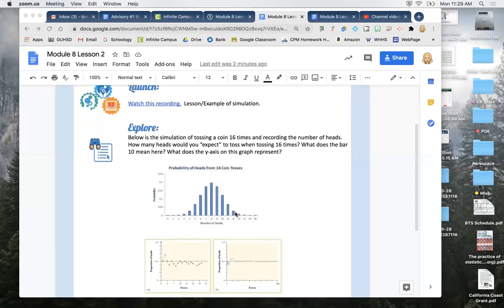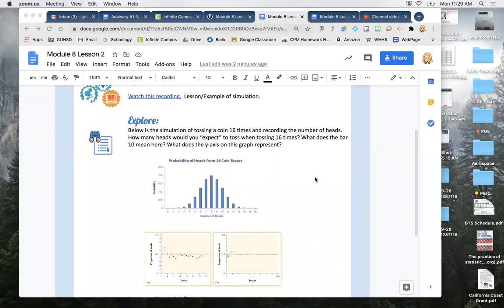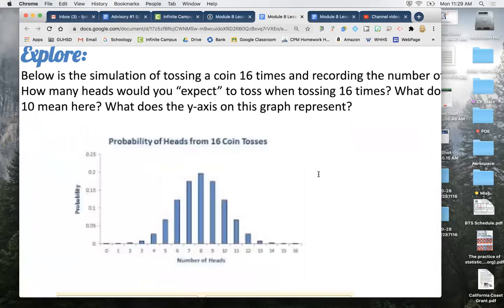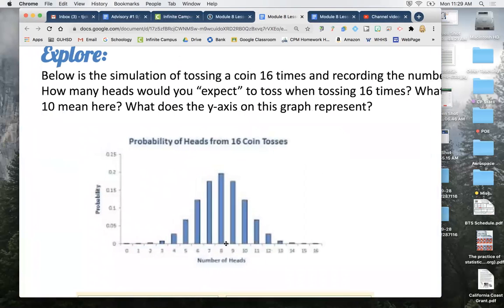So in this one, if you look at the bar graph, I'm going to zoom in a little bit here. You can see these other values here, like the 10. It asks, what does the 10 mean? Well, that 10 means that when you toss the coin 16 times, the probability of getting 10 heads goes down. It's under 15%. Okay, so that's the concept here. Under 15% of the different values that we got would be a 10.